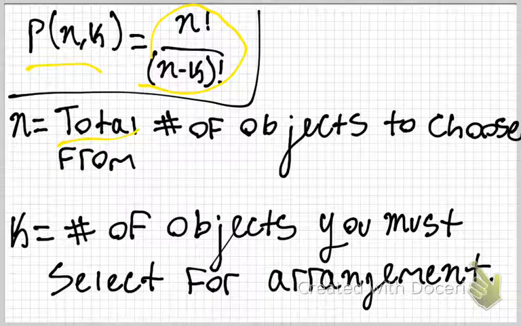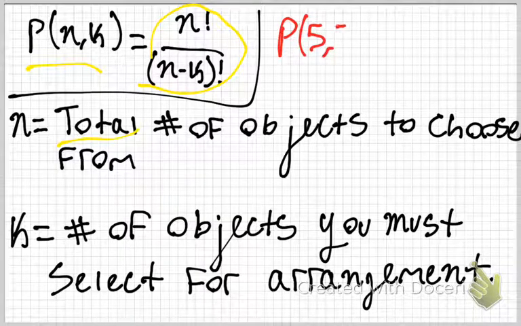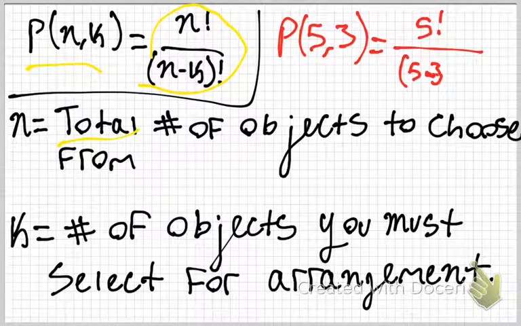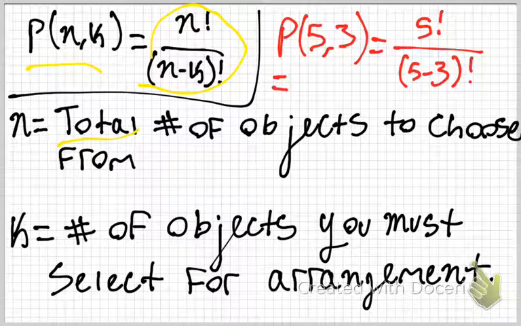The number of ways to permute 5 letters, when we must select 3 of those 5 letters, would be P(5, 3), and that is equal to 5 factorial over 5 minus 3 factorial, and that's equal to 5 times 4 times 3 when it's all said and done, which is equal to 60.